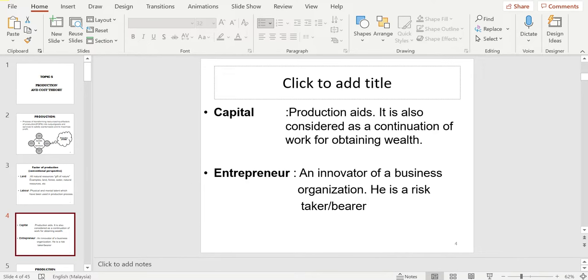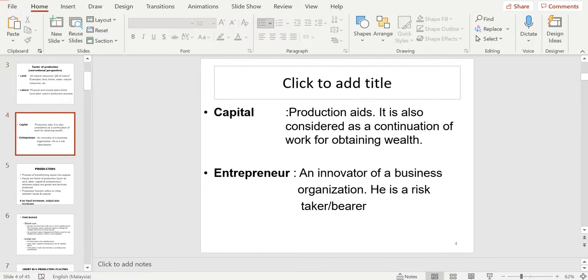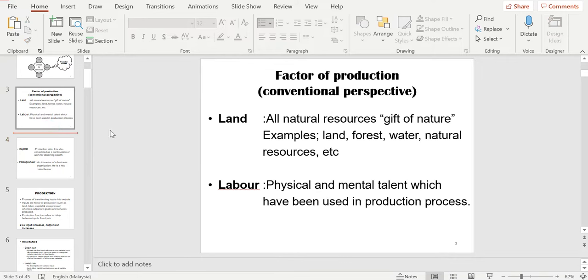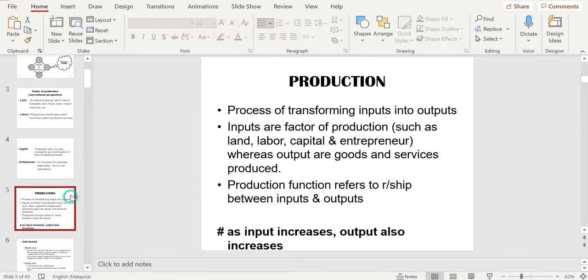Okay, so basically with these four factors of production, land, labor, capital, entrepreneur, we can produce the goods and services that is needed by the human, by the buyer lah. Okay, whatever types of goods, dia mesti dihasilkan menggunakan these four factors of production.